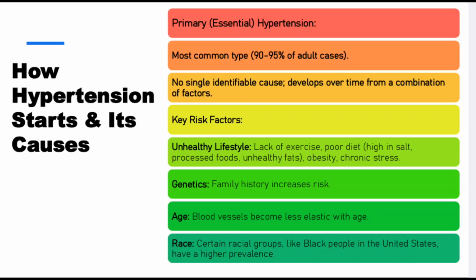How hypertension starts and its causes. Primary or essential hypertension. It is the most common type of hypertension. 90 to 95% of adults have this type of hypertension. There is no single identifiable cause, or it develops over time from a combination of factors. So, this primary hypertension is in the world of cardiovascular health.